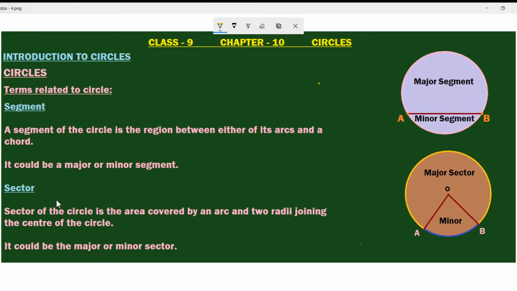Next is sector. A sector is also a region which is enclosed by two radii and an arc. So, here you can see this is the sector, the minor sector. Why is it a minor sector? Because this sector is enclosed by the minor arc and two radii. And the major sector is enclosed by the major arc and two radii. So we call this one the minor sector and this the major sector.